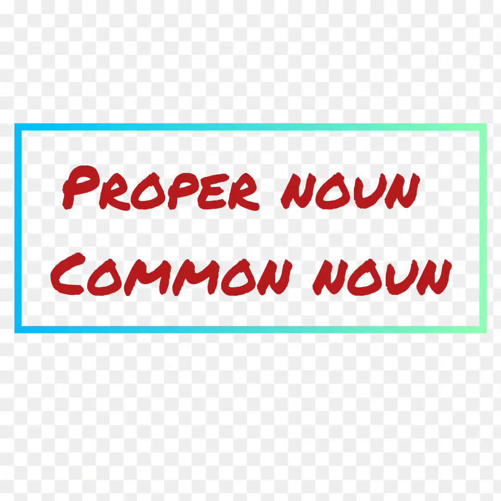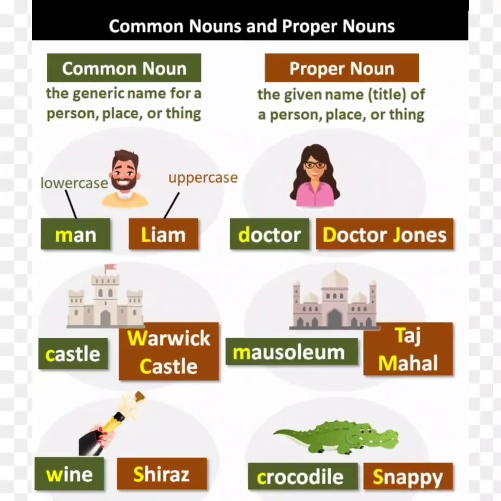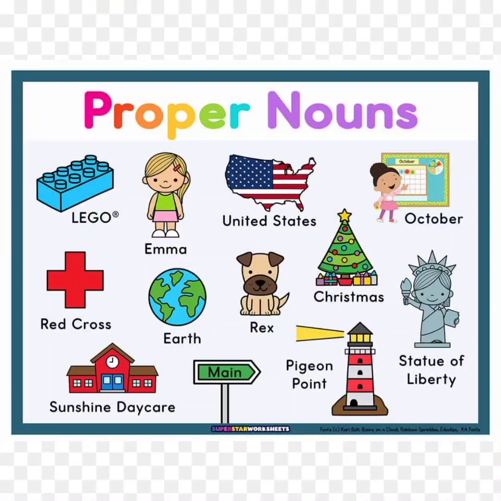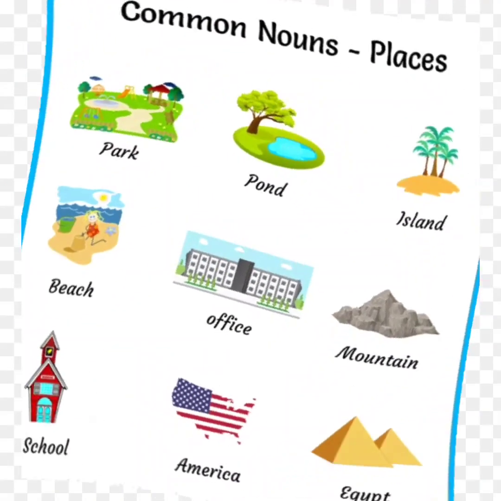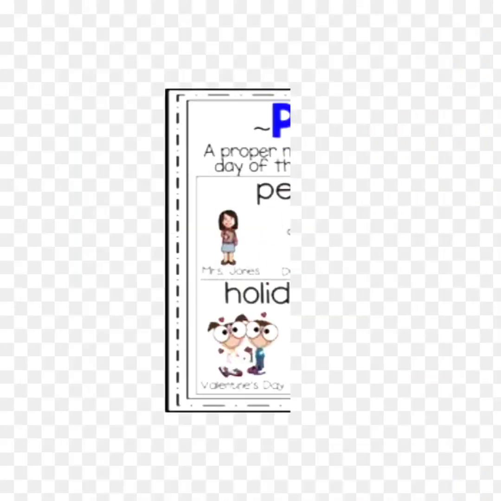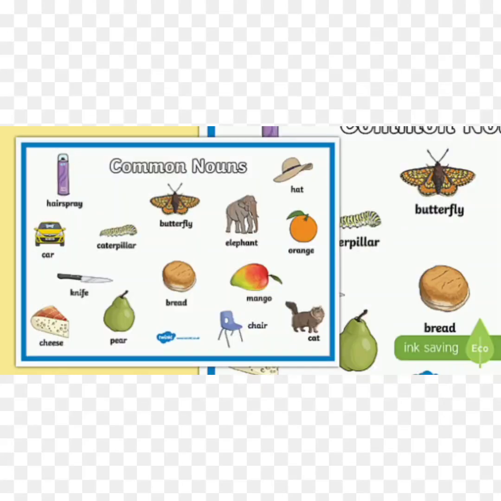Similarly, we can discuss more examples. For example, Tommy is a proper noun, but dog is a common noun. Mittu is a proper noun, but parrot is a common noun. Similarly, you can discuss Bhubaneshwar is a proper noun, but city is a common noun.